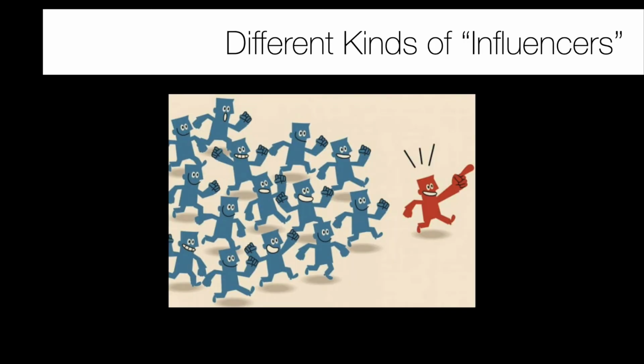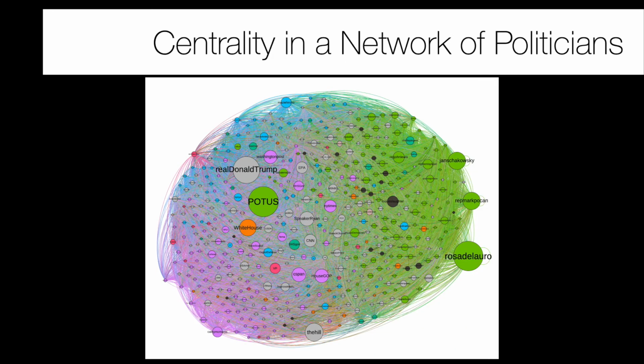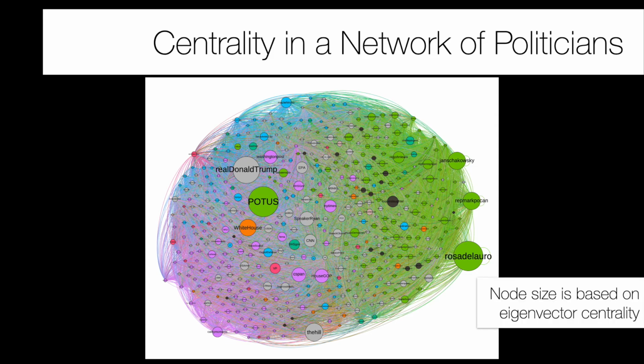So why do we care about all this? Well, nodes that have different values in these 4 centrality metrics are different kinds of influencers. So to move back to the social media aspect, this is a network of politicians extracted from members of Congress and who they mention and retweet over the past 8 or so years. I have set the node size here based on eigenvector centrality. And we can see that the President of the United States, White House, and real Donald Trump accounts are all highly central in this eigenvector centrality world, whereas Rosa DeLauro, Rep. Mark Pocan, and a number of other accounts are also relatively central.